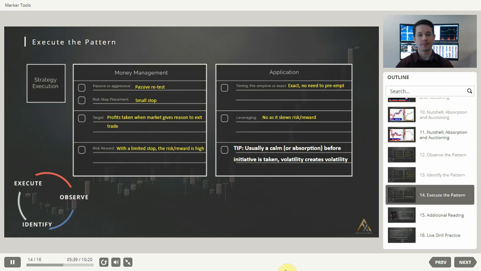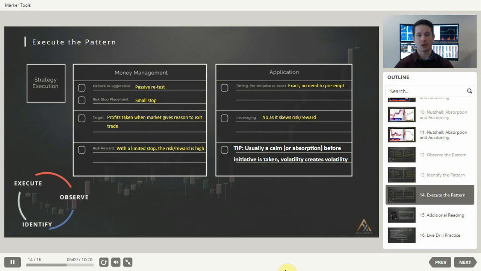Then, in terms of the strategy, we spoke about a passive retest as the entry point on the absorption auctioning. So we wait for the pivots to break, wait for a retest, and enter. We had a relatively tight stop, as mentioned, just below, back inside the distribution. We take profit when the market gives us that reason to exit. And like with every one of these strategies, with very limited risk, we've got really good risk-reward metrics.